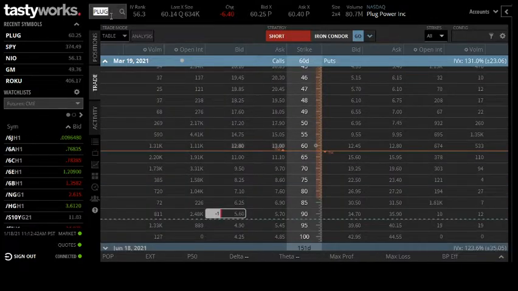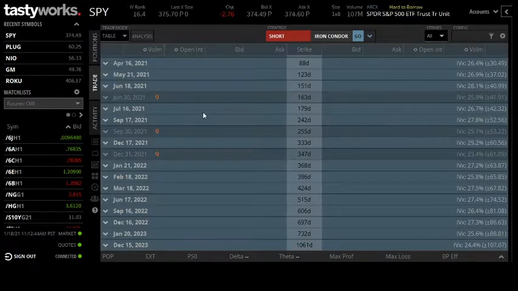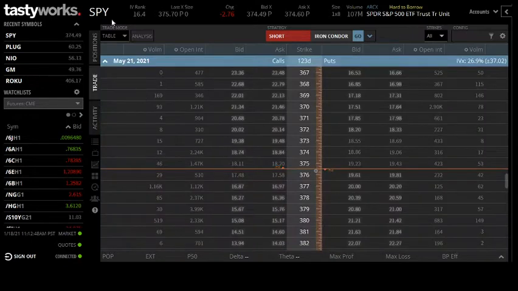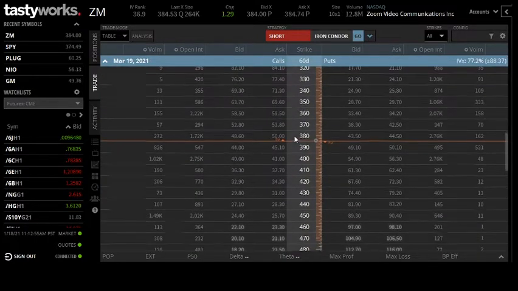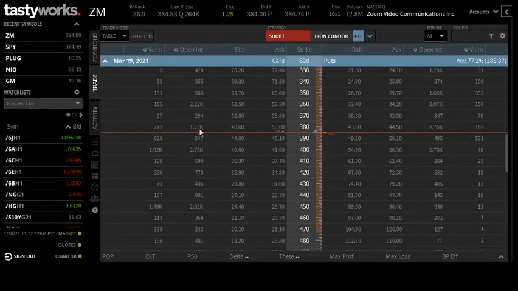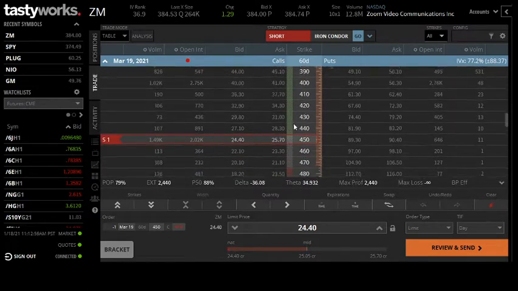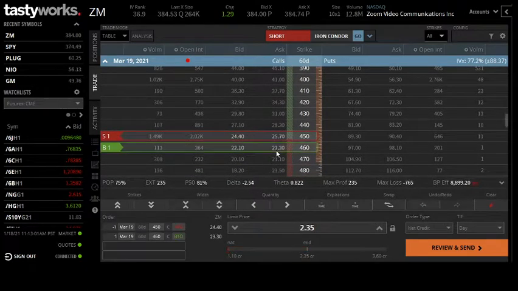So we'll go back to SPY. I got a good example. No, we'll go Zoom, because Zoom's a high IV stock, and this is something I would do a credit spread on. So with Zoom, we'll just say a 450, 460 credit spread, netting you $235.